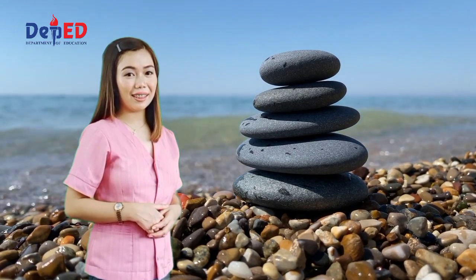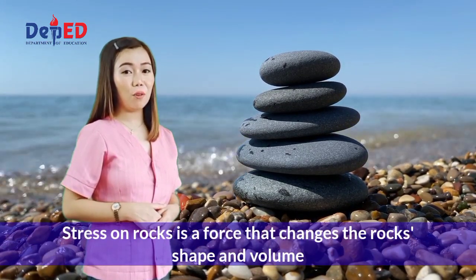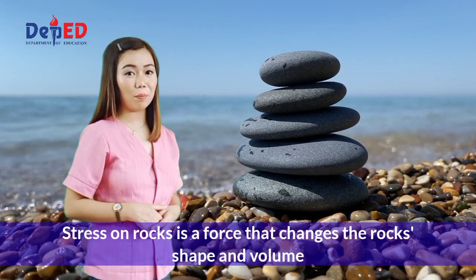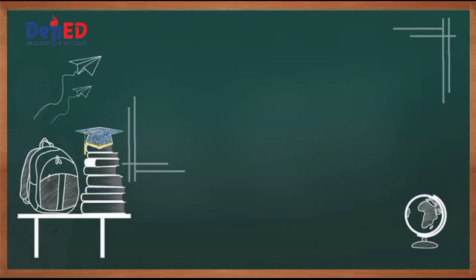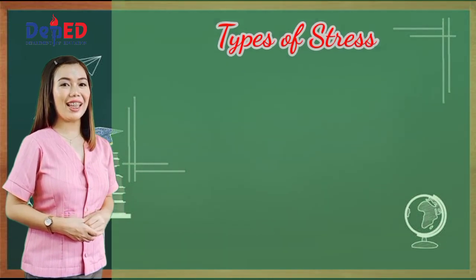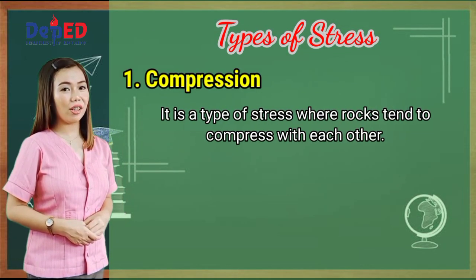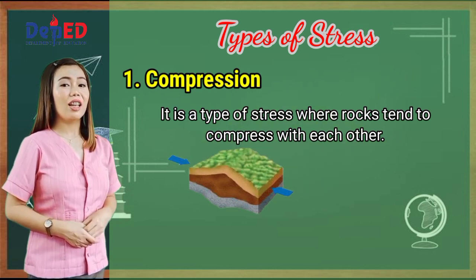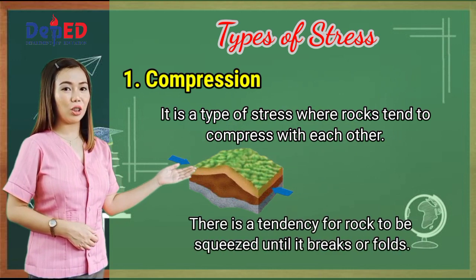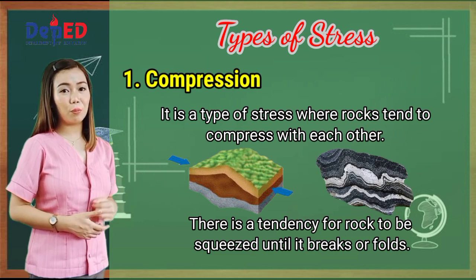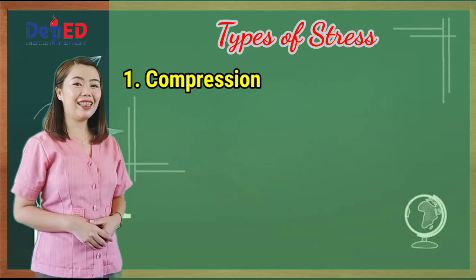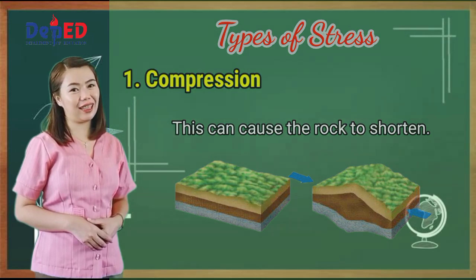Do you know that rocks can be stressed? Stress on rocks is a force that changes the rock shape and volume. The first type of stress is compression. It is a type of stress where rocks tend to compress with each other. There is a tendency for the rock to be squeezed until it breaks or folds. This can cause the rock to shorten.